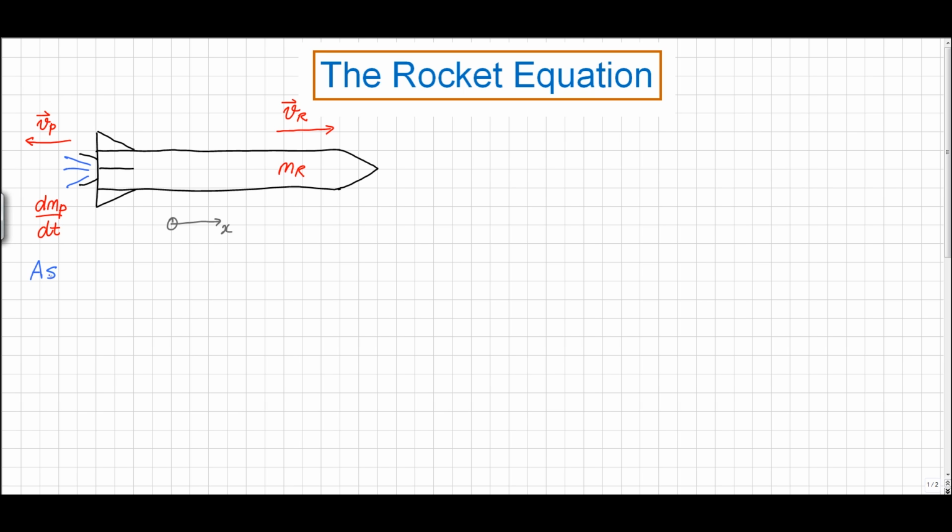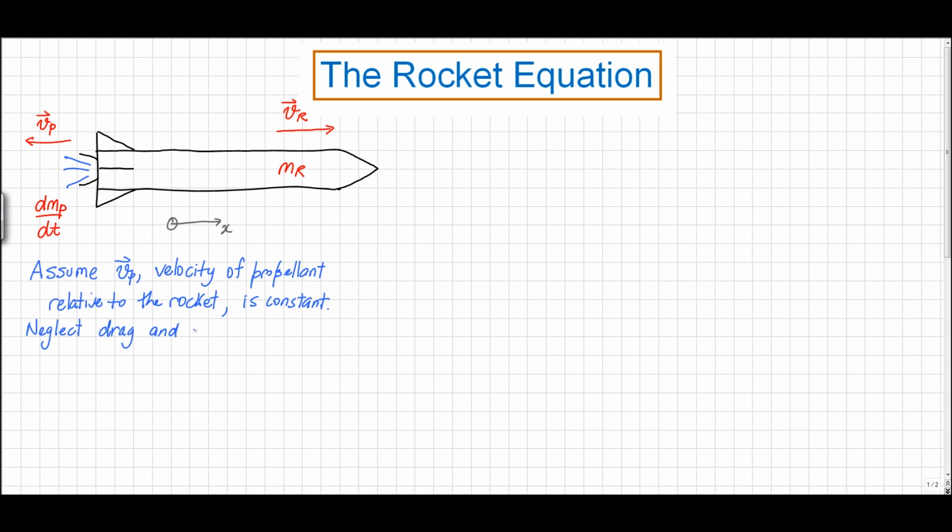So a couple of assumptions. First of all, we'll assume that vp, and just make it clear that vp is the velocity of the propellant relative to the rocket. So just making that point that it's the relative velocity, and we're going to assume that that is constant during the period that we're going to be looking at. Let's also, as I said, neglect aerodynamic drag and the effects of gravity. And with that, we can start off with our momentum considerations.